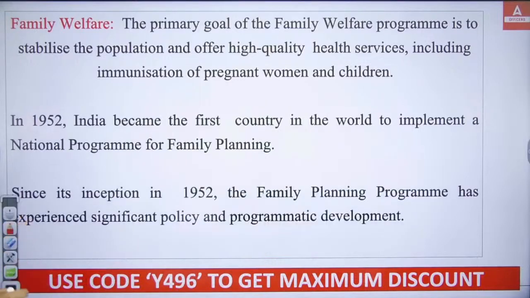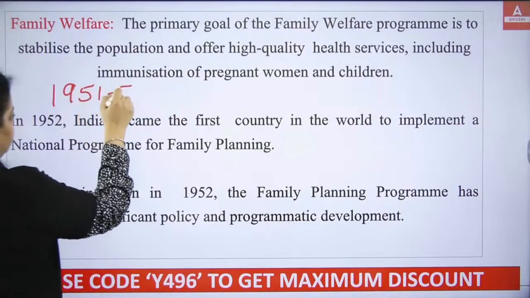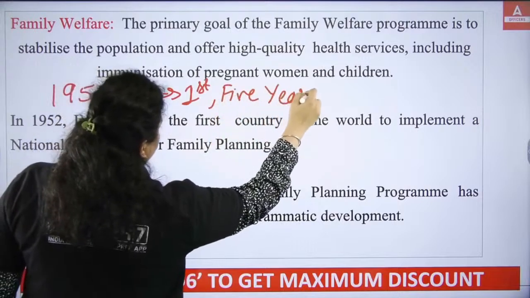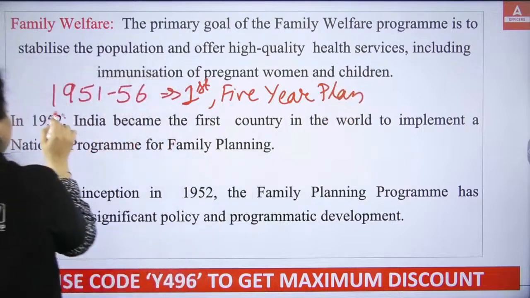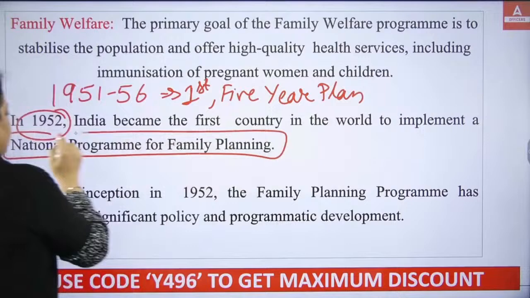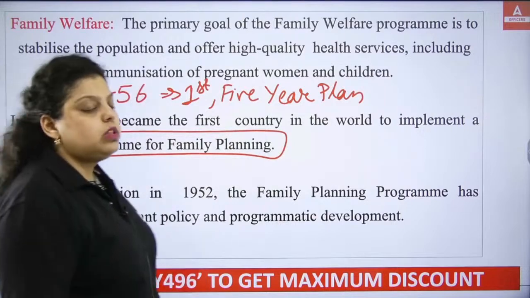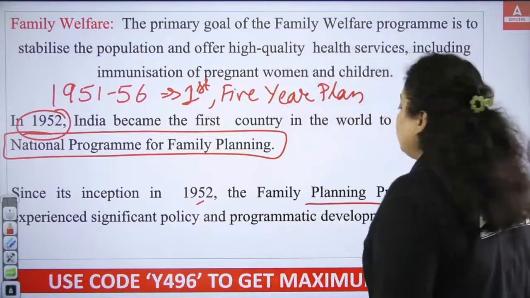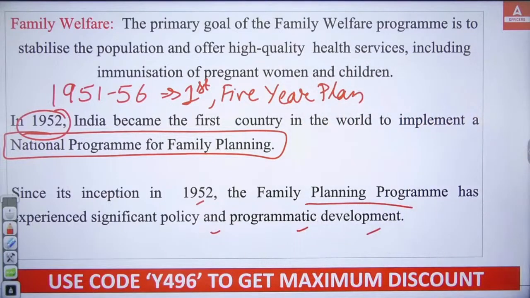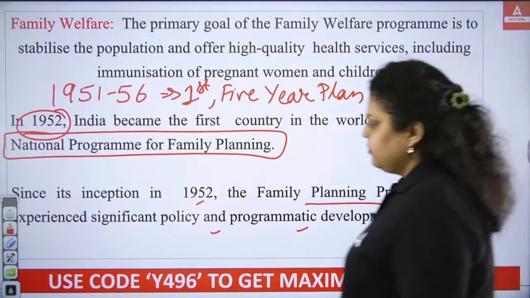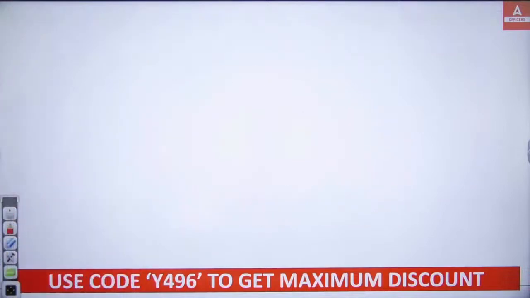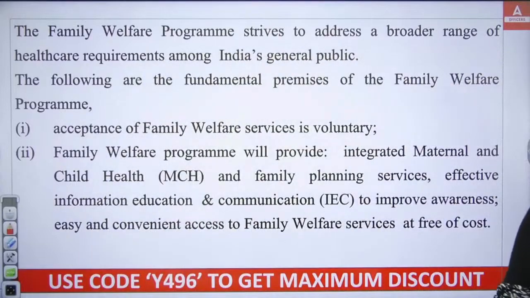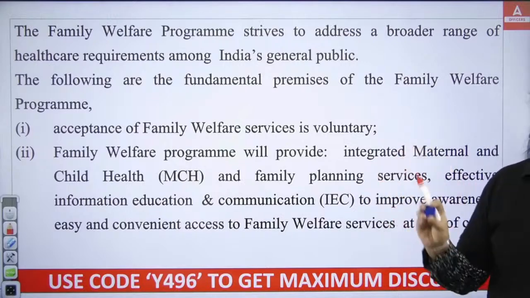Now, in 1952, from 1951 to 1956, we have seen the first 5-year plan of the country that was introduced by the Planning Commission. In the first 5-year plan in 1952, we introduced the National Program for Family Planning. And it was also introduced to control the population at that time. And a lot of impact has been seen because of this. Since its inception, the family planning program has experienced significant policy and programmatic development in the control of the population. Although in 2013 India became the most populated country, leaving China behind, this family planning program has still helped us a lot to control the population.